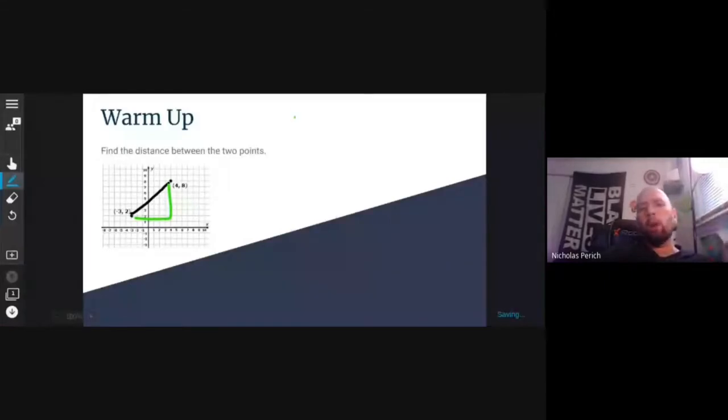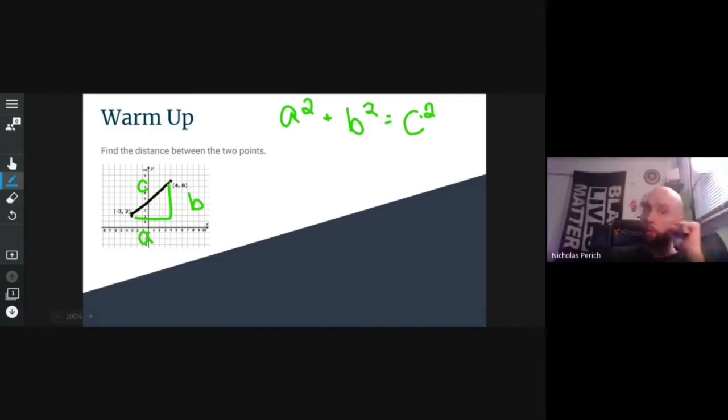So I have a right triangle, and I need to find the missing side, which I'll call C. I'll call you A, and I'll call you B. So A squared plus B squared equals C squared. Now, we already know that it doesn't matter which one you call A or B as long as the longest side is C, which is extremely important to remember today.